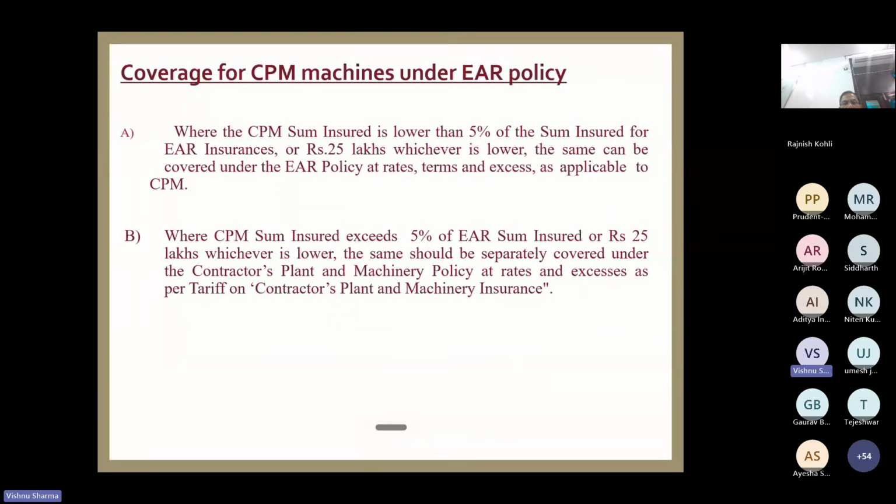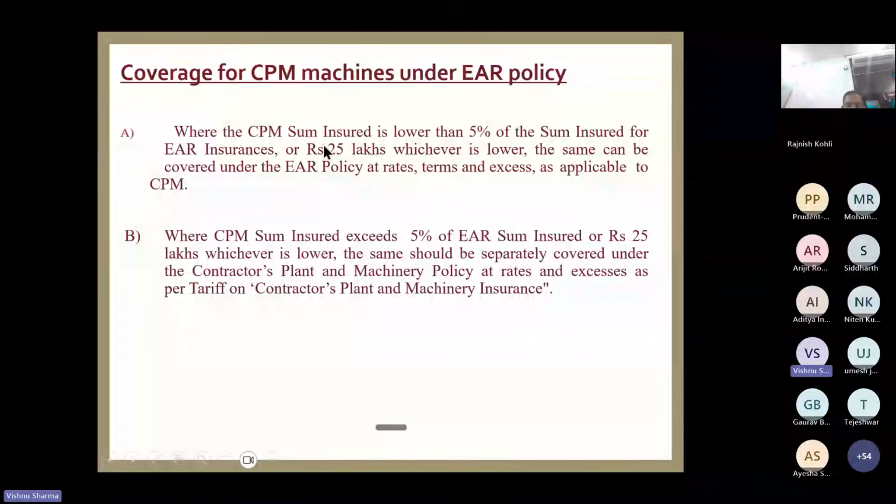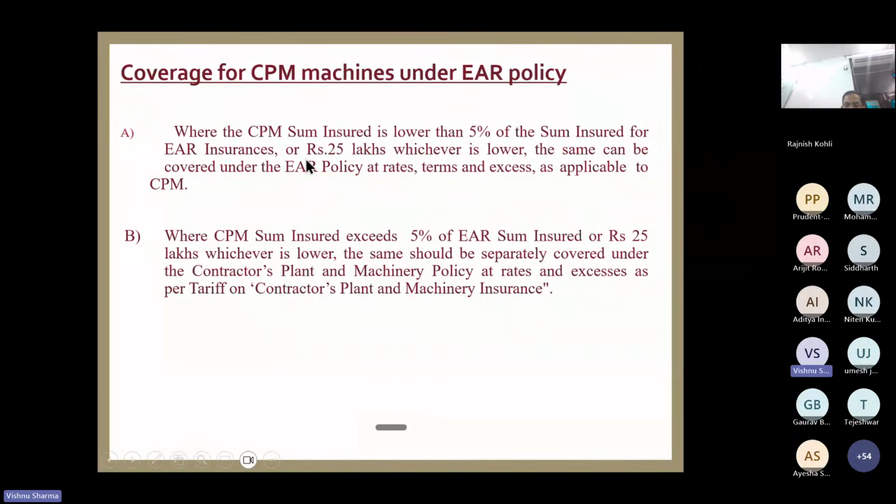Because here also, the terms and conditions of CPM are not applied. For less than 25 lakhs, the coverage is given under the CAR, ER policy, and the terms and conditions of the ER policy are applied for settlement of losses to CPM equipment, which is again wrong. Terms and conditions applicable to the CPM policy should be applied, but in practice, it is not being done. This is what I have observed. Everybody gives the coverage under the ER policy and they settle the claim according to the ER insurance.